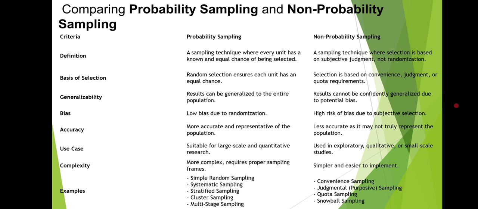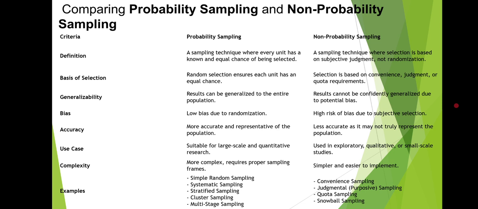On the basis of complexity, probability sampling is more complex and requires proper sampling frames. In the case of non-probability sampling, it is very simple and easier to implement, and it is used in exploratory research. So these are the types of sampling: probability sampling and non-probability sampling.